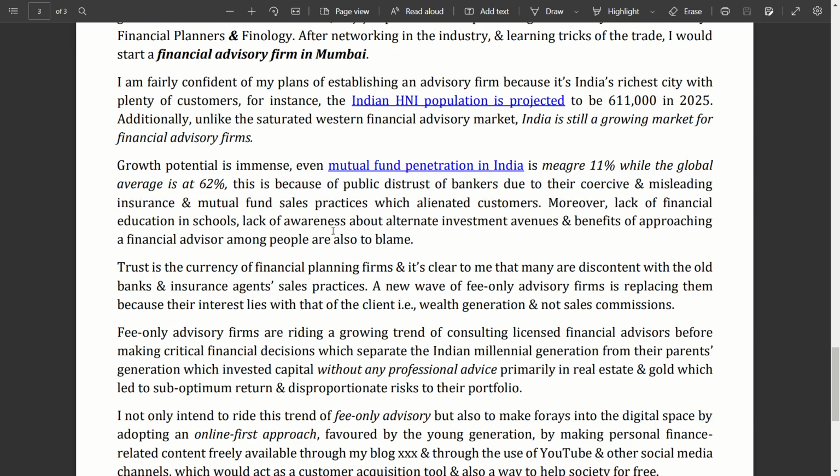So basically, I'm trying to say that the current status quo in the industry is bad, and I'm going to replace that. Moreover, lack of financial education in schools, lack of awareness of alternate investment avenues, and better benefits of approaching a financial advisor, among other things, are also to blame. So I'm trying to justify why India is so bad at financial planning right now.